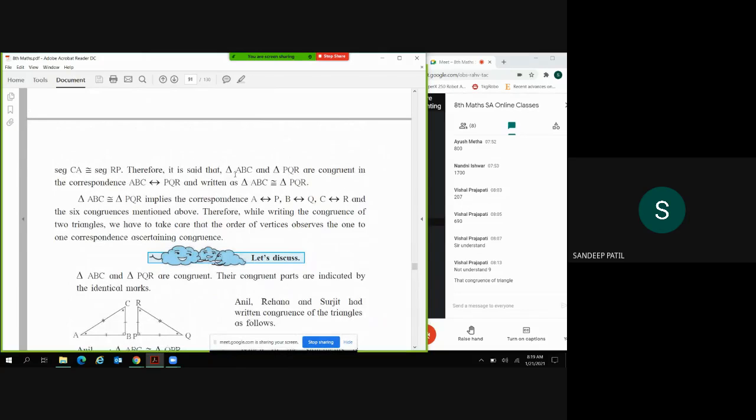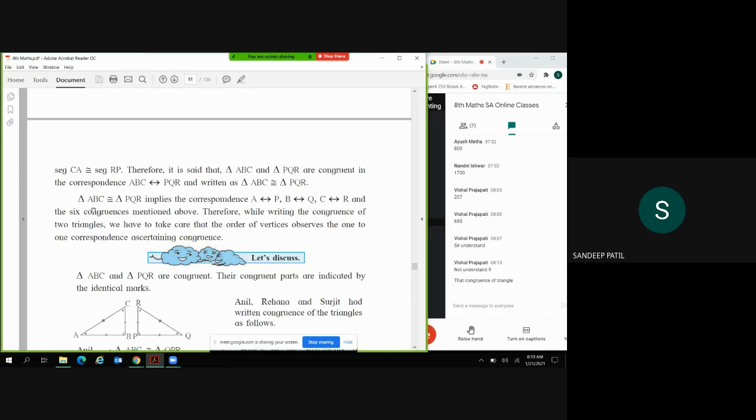Therefore, it is said that triangle ABC and triangle PQR are congruent in the correspondence ABC to PQR. So we did this to match the vertices. ABC corresponds to PQR. Okay, so A corresponds to P, B corresponds to Q, and C corresponds to R. Then we can write it as triangle ABC is congruent with triangle PQR.